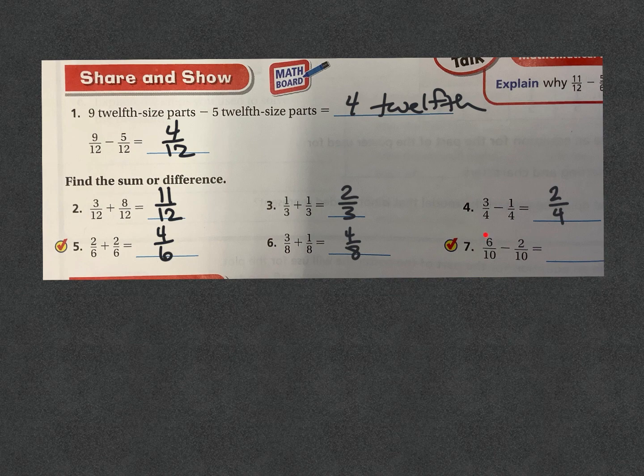Finally, I have 6 tenths minus 2 tenths. So they're already cut into 10 equal pieces. I have 6 of those tenths, and now you're taking 2 of those tenths away from me. 6 minus 2 is 4. I'm left with 4 tenths.